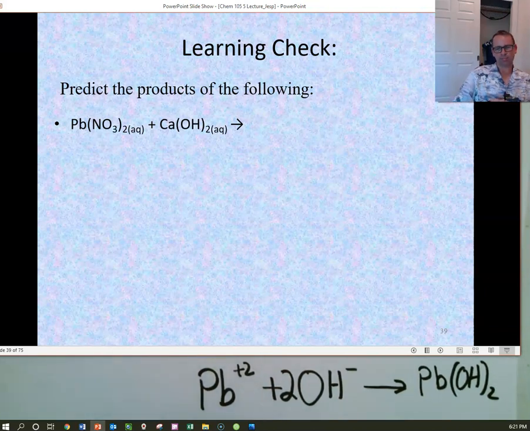Okay, that's where we're balancing. Very good. So now we can look on our solubility table and see if lead hydroxide is soluble or insoluble.